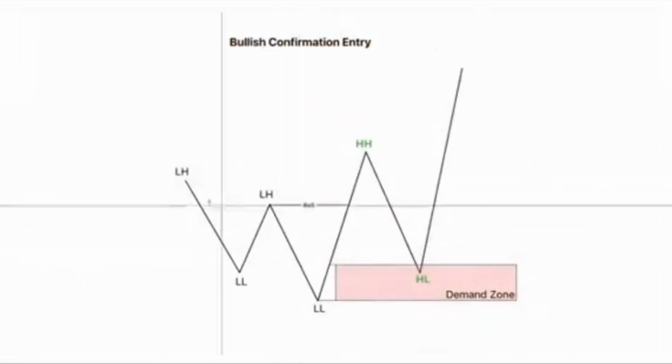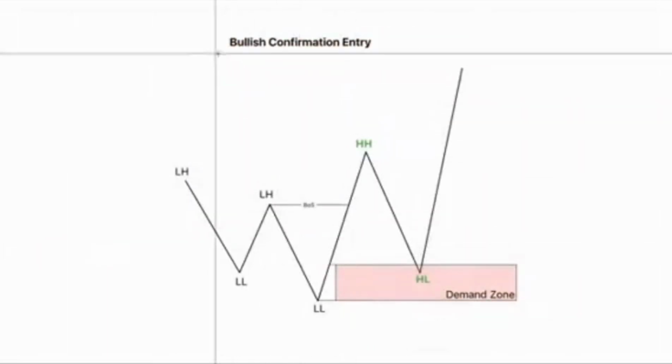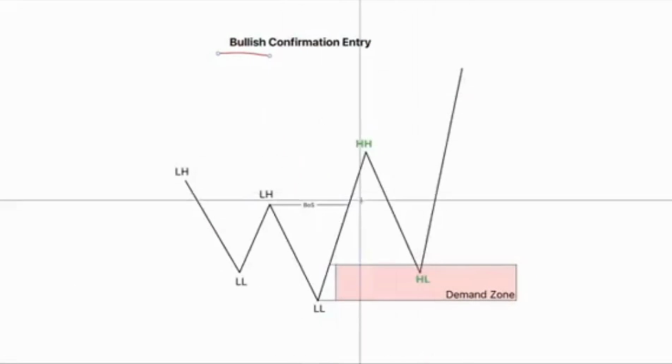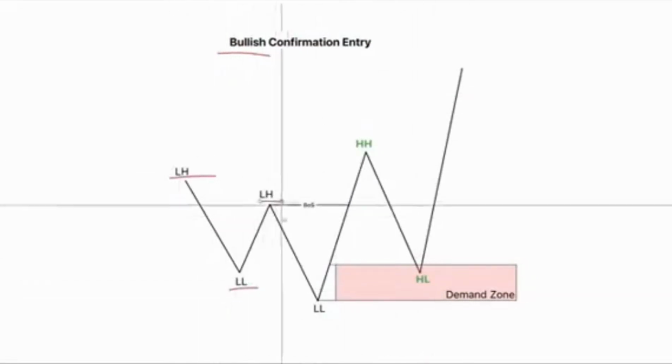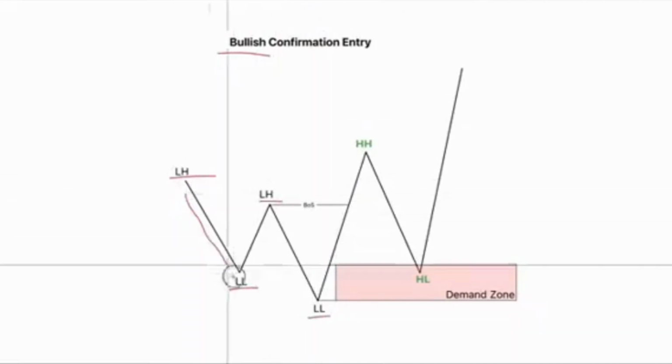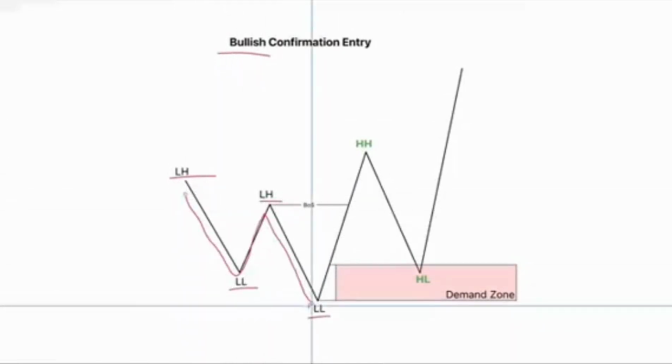This is what a standard confirmation entry looks like. This one is bullish, so it's for buying opportunities. The first thing we need to see to create a confirmation entry is a market that is downtrending, printing lower lows and lower highs in price consistently.